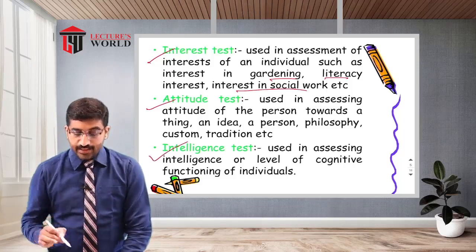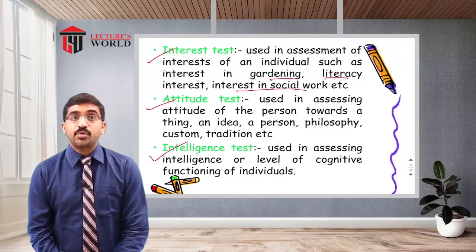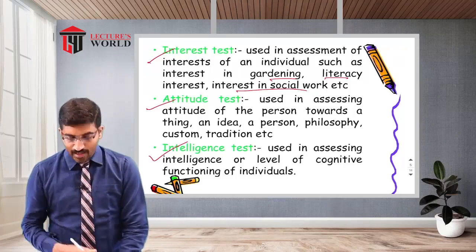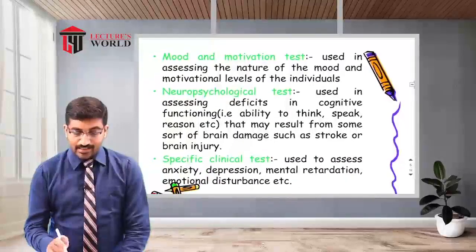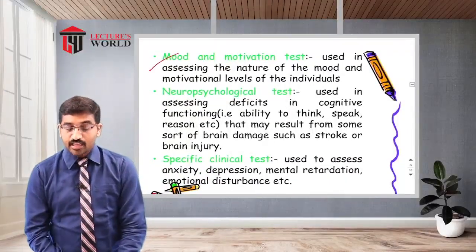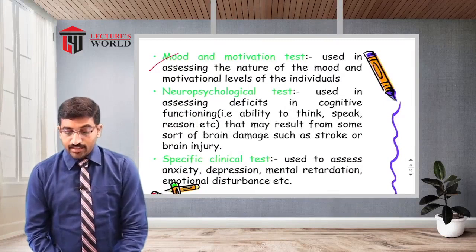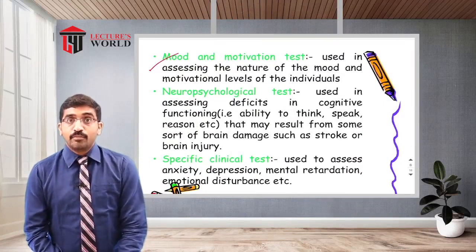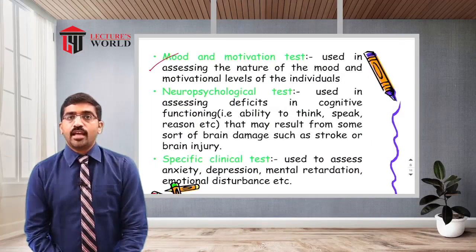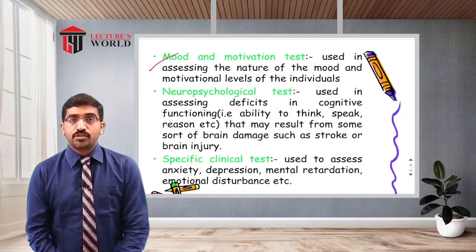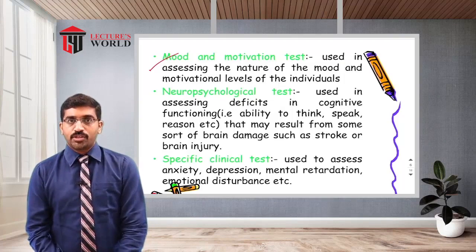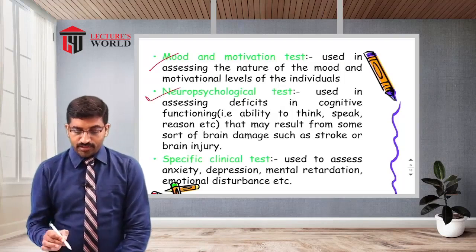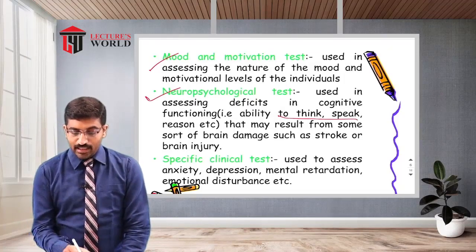Then intelligence, you might have learned about IQ tests. Various IQ tests are there. There also you can assess the person's intelligence. Then mood also we can check, like mood or motivation, whether the patient's mood is good. Mood means how are you feeling today. Ask the patient, are you feeling good today or not? So mood is the subjective expression of emotion. Then the neurophysiological test, ability to think, speak, reasoning.